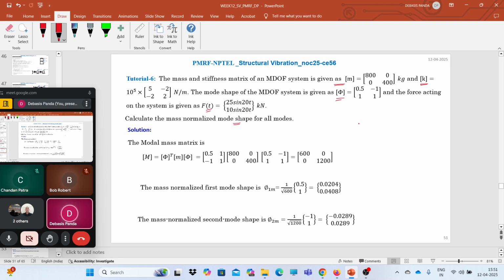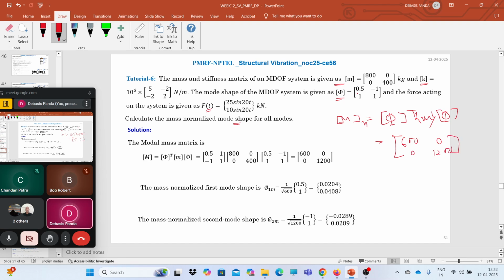Mass normalized mode shape. So first, what we need to do, already we have discussed. First, we need to calculate the normalized mass matrix with respect to this mode. So what we need to do? We need to find out this MN, that means the complete mass matrix. How can we find it out? Phi transpose M phi. Now you just need to do the matrix operation and you find out the normalized mass matrix 600 0 0 1200.